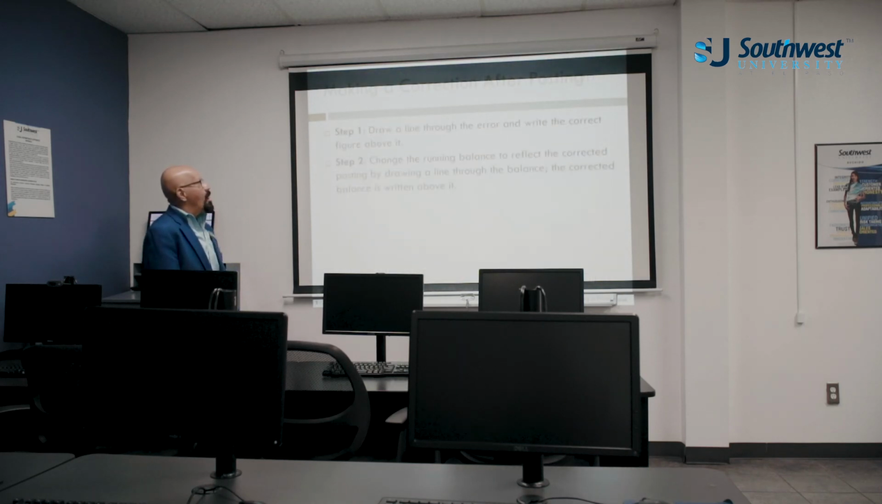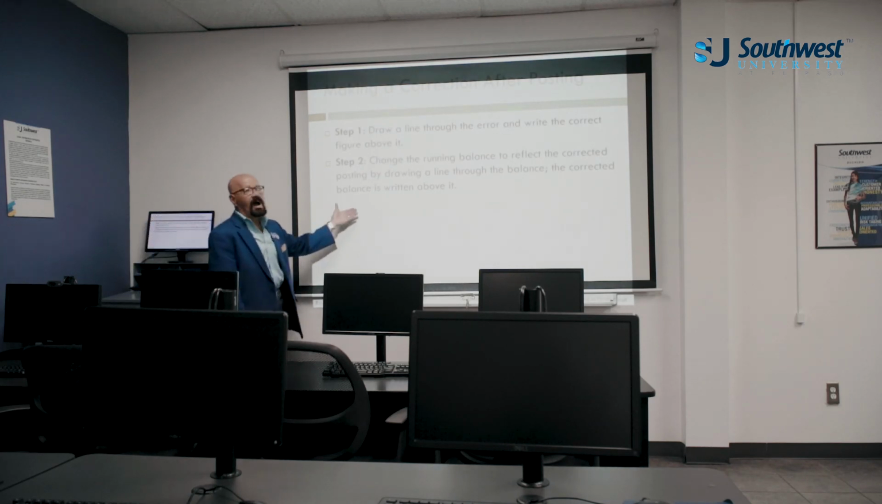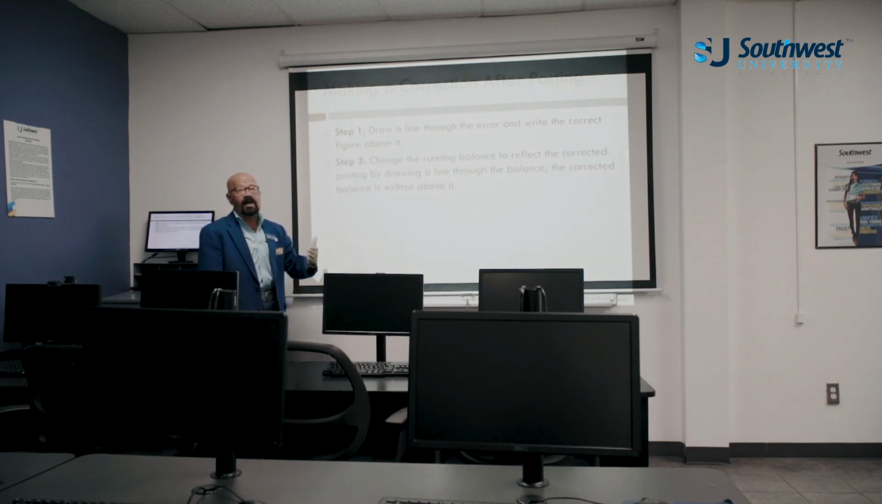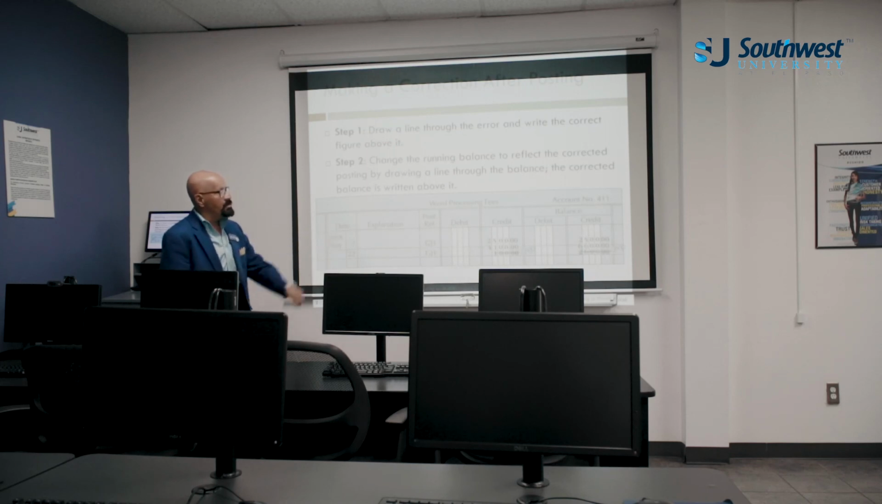Draw a line through the error and write the correct figure above it. Change the running balance to reflect the corrected posting by drawing a line through the balance. The corrected balance is written above it. If you're computerized, it does this automatically when you change it, and it will even keep a record that you went in and corrected it. And there you go. There's a wonderful example of them in the ledger fixing what we just talked about.